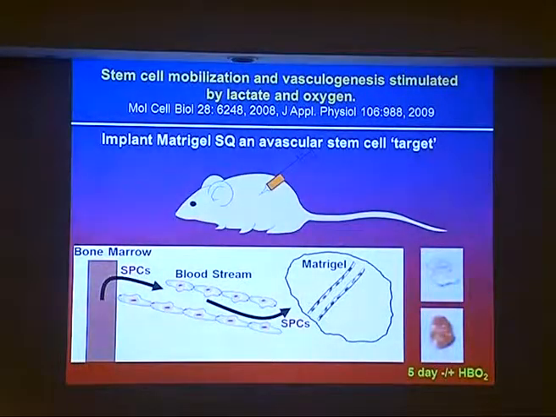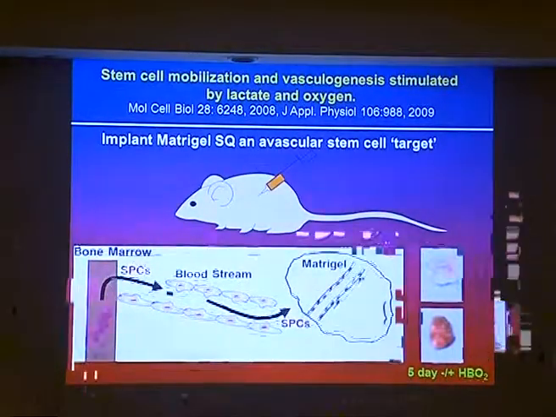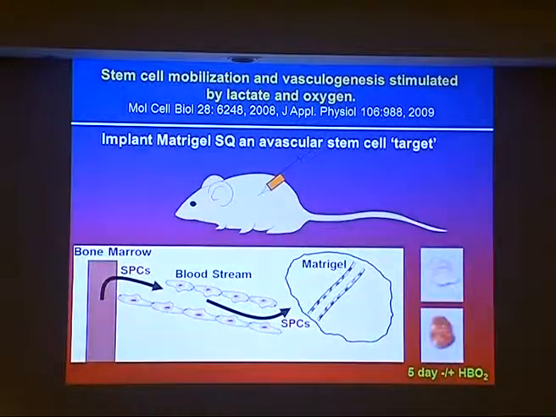It's a liquid at 0 degrees, and it becomes a solid at body temperature, sort of the opposite of what you think about. And so it allows a relatively non-invasive approach; we can do this entirely sterilely. And the idea was if we're going to see stem cell mobilization, it would go from the bone marrow to the bloodstream to this entirely avascular structure, and then we could look at blood vessel production.